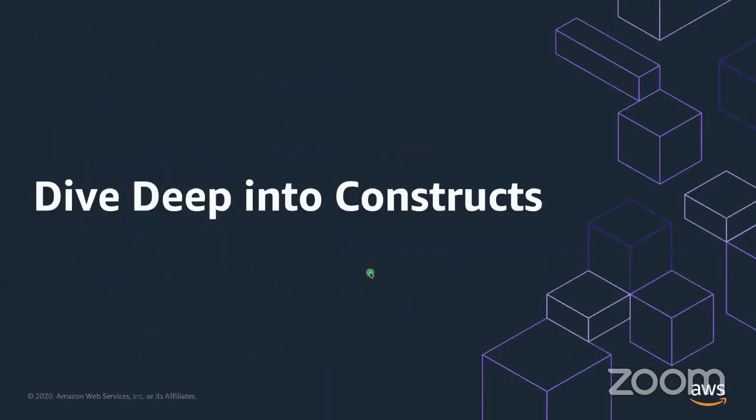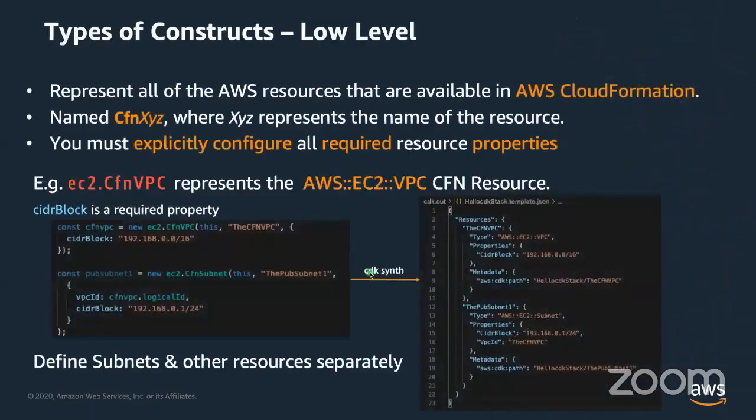So before we get into a demo, I just want to give you a quick deep dive into constructs, right? There are three types of constructs: low level, high level, and higher level constructs. And as I mentioned, constructs are nothing but AWS resources or a combination of AWS resources. So a low level construct would be something that directly corresponds to an AWS CloudFormation resource. For example, EC2 is one of our services, and I would say anything starting with CFN would be a low level construct.